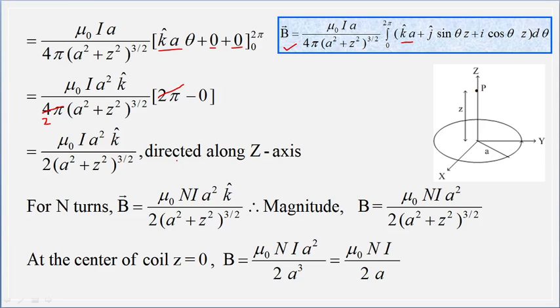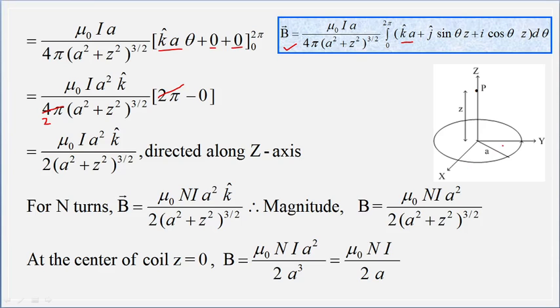Then if you find out the direction of vector dl cross vector r, you will get it using the right hand thumb rule, because of Biot-Savart's law. Using Biot-Savart's law to find the direction of the magnetic field, you have to find dl cross r. If you find dl cross r, it will be perpendicular to the plane of the loop, and that is along the z axis. So it is directed along the z axis.